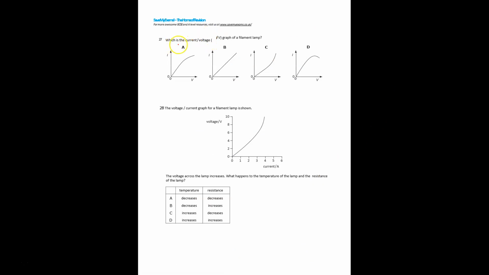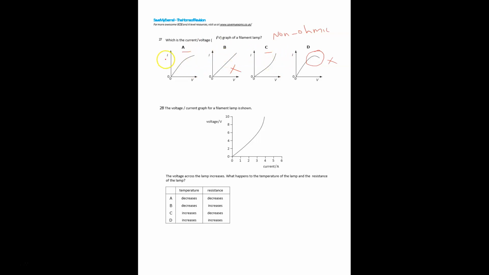So here is the current-voltage IV graph for the filament lamp. A filament lamp is actually a non-ohmic conductor. If it is non-ohmic, this option is wrong. There are two options, A and C, because here it just gradually increases. This part going down is not there. It will not go back. Current will not go back. So it is a wrong option. This option is also wrong. Now we have to select from these.